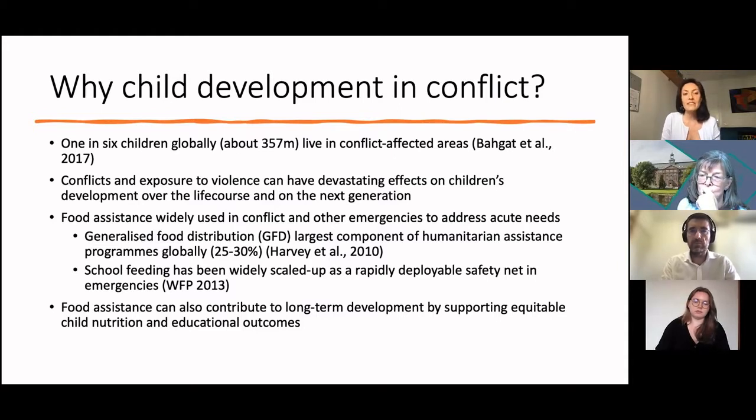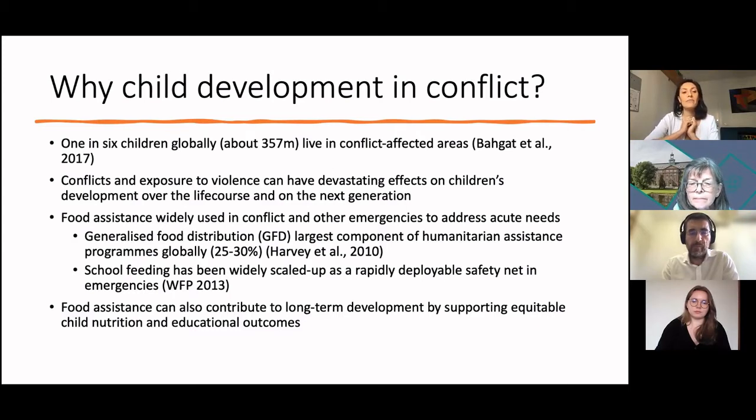We know that food assistance is widely used in conflicts and other emergencies to address acute needs. For instance, although there have been calls and cash transfers are increasing in use in emergencies and other humanitarian settings, generalized food distribution, really the distribution of food parcels, is still the biggest component of humanitarian assistance globally, accounting for between 25 and 30% of global humanitarian assistance.